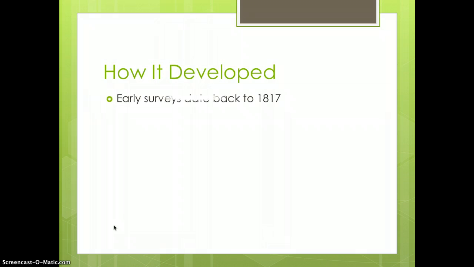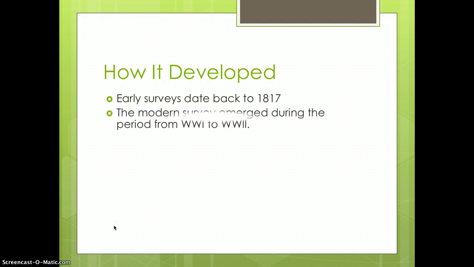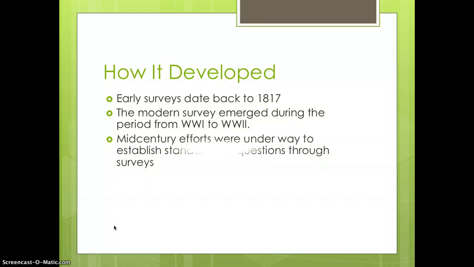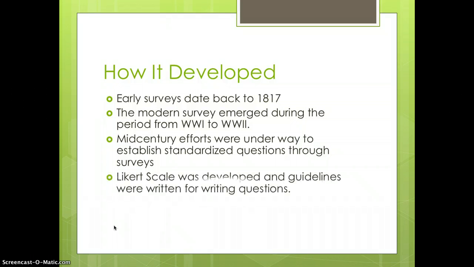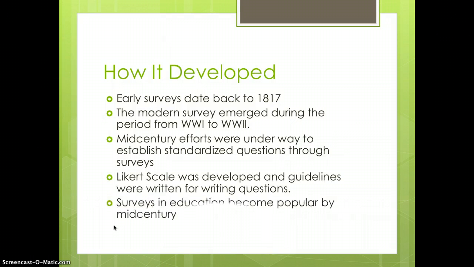How it developed. Early surveys date back to 1817. The modern survey emerged during the period from World War I to World War II. Mid-century efforts were underway to establish standardized questions through surveys. Scales, such as the Likert scales, were developed and guidelines were written for writing questions, and then surveys in education became popular by mid-century.